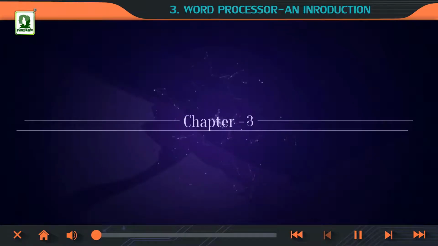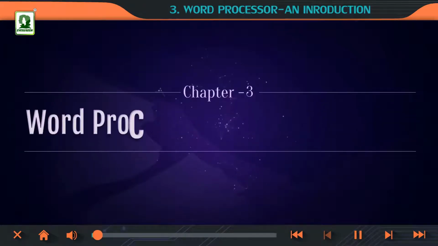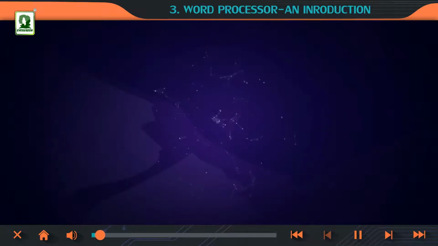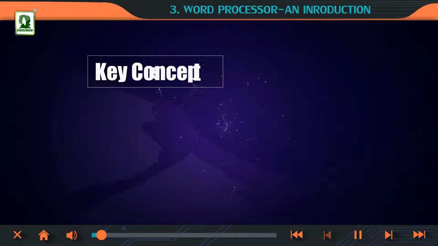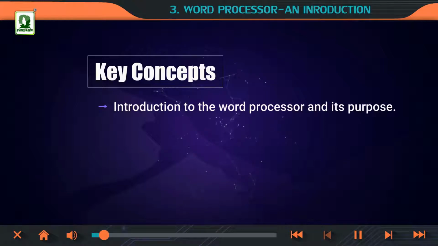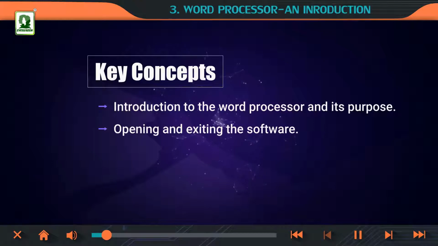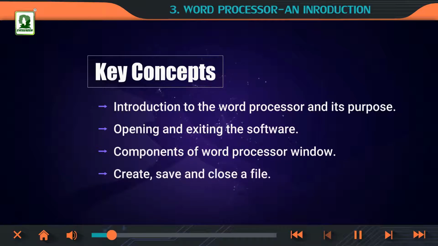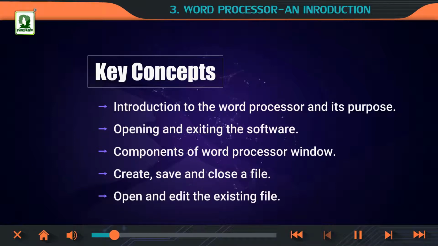Chapter 3. Word Processor and Introduction. Key Concepts. Introduction to the word processor and its purpose. Opening and exiting the software. Components of word processor window. Create, save, and close a file. Open and edit the existing file.